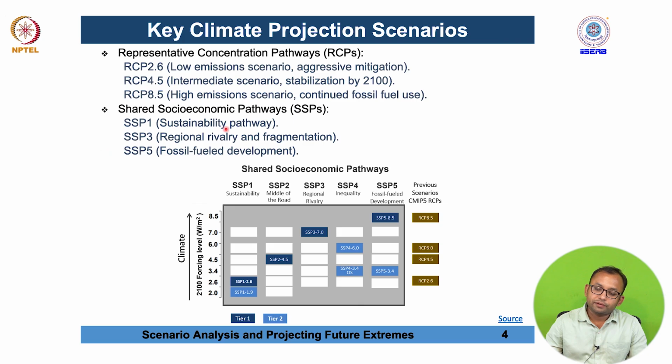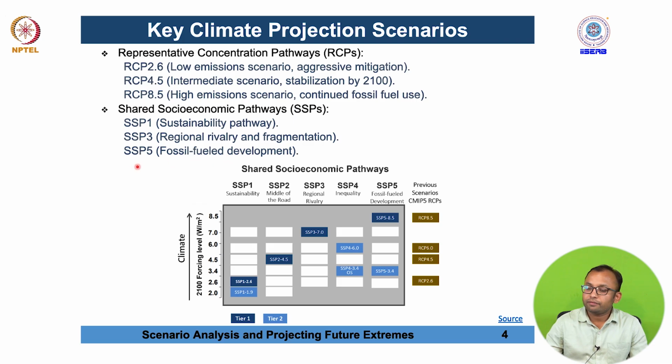SSP 1 is basically the sustainability pathway. SSP 3 is when we are talking about some sort of regional rivalry and fragmentation among different countries, and that leads to more emission of greenhouse gases. SSP 5 is a kind of pathway where we are still relying upon fossil fuel based development, and therefore, there will be a lot of greenhouse gas emission in the atmosphere, and that will increase global warming even further.